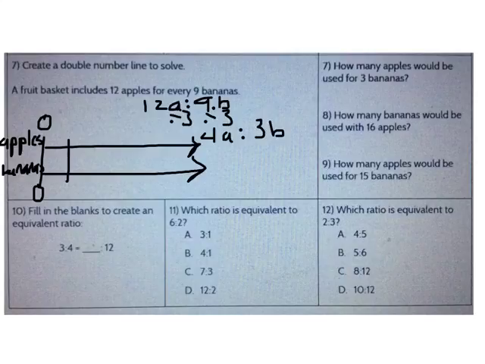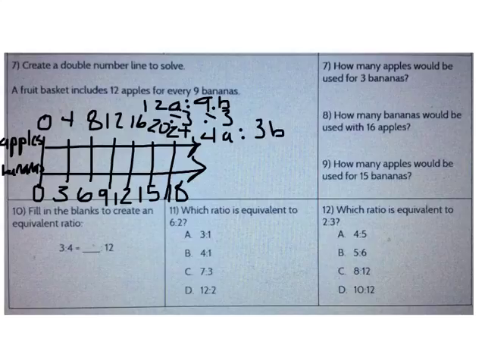What am I going to count by for apples? I'm going to count by 4s. What am I going to count by for bananas? I'm going to count by 3s. Go ahead and fill in your double number line now. Now that you have your double number line, you can answer the questions. How many apples would be used for 3 bananas?